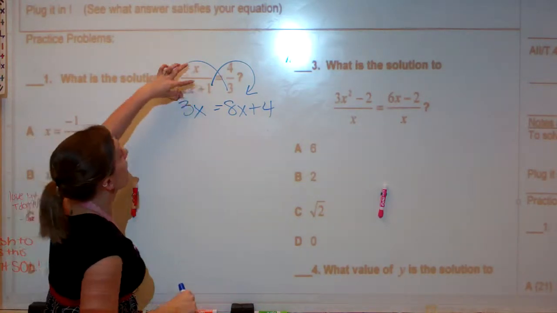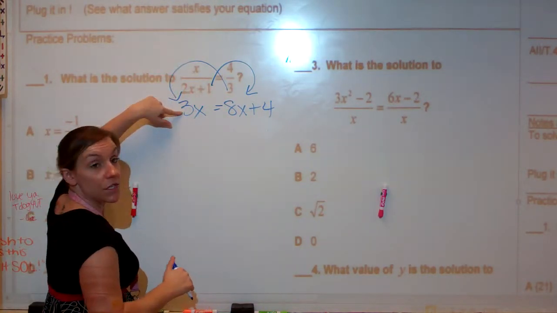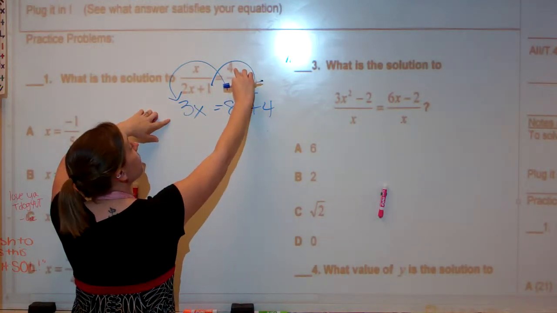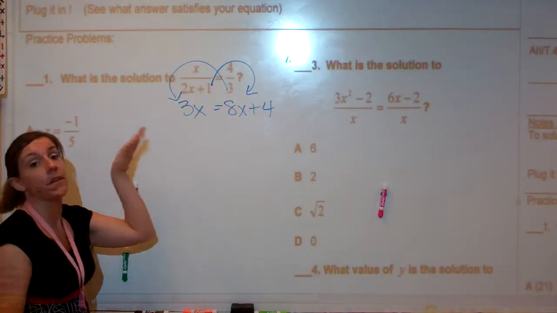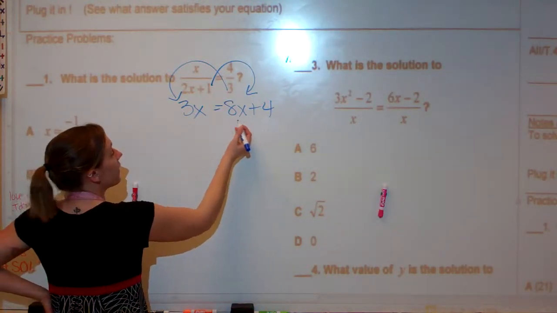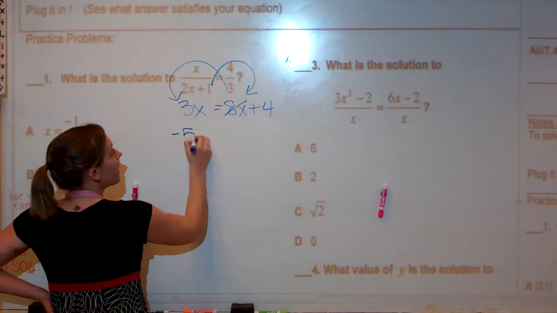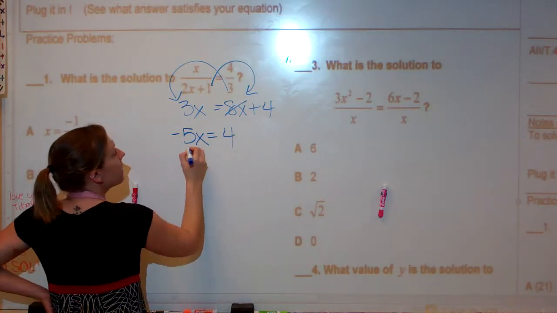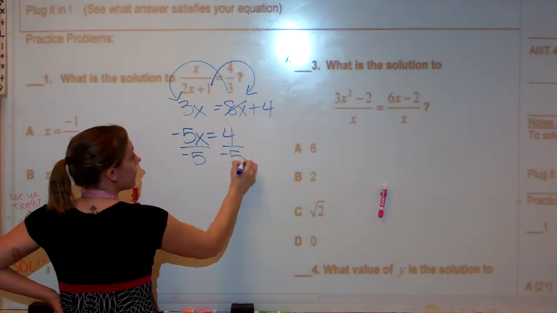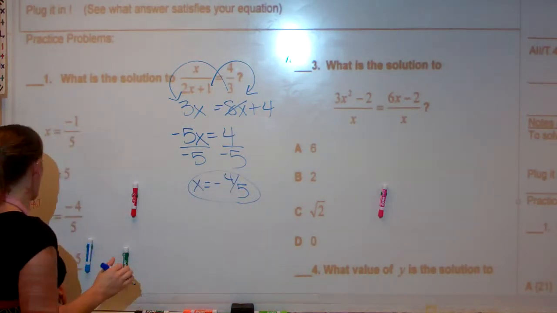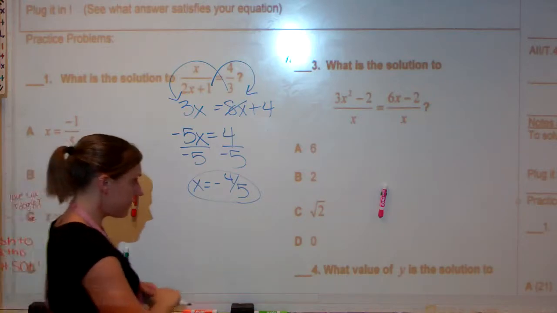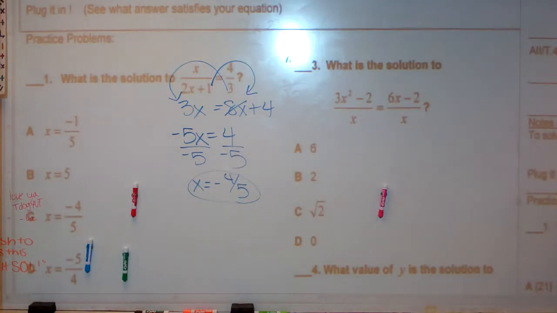Or you could say, let me multiply both of these by 3. That's where you get 3x. Let me multiply both of these by 2x plus 1. That's where you get this. So whether you get a common denominator or whether you cross multiply, you're going to get the same answer. Subtract your 8x, you get negative 5x. Divide by that negative 5, and you get negative 4/5. All right, so just as a heads up, that's how that one would be approached.